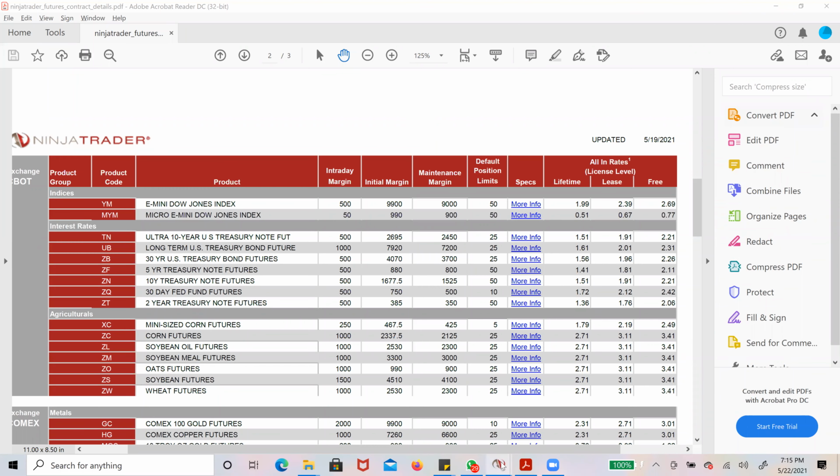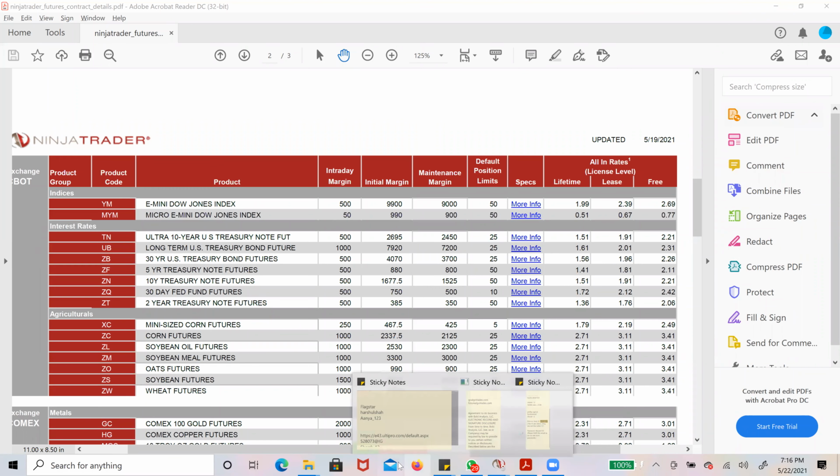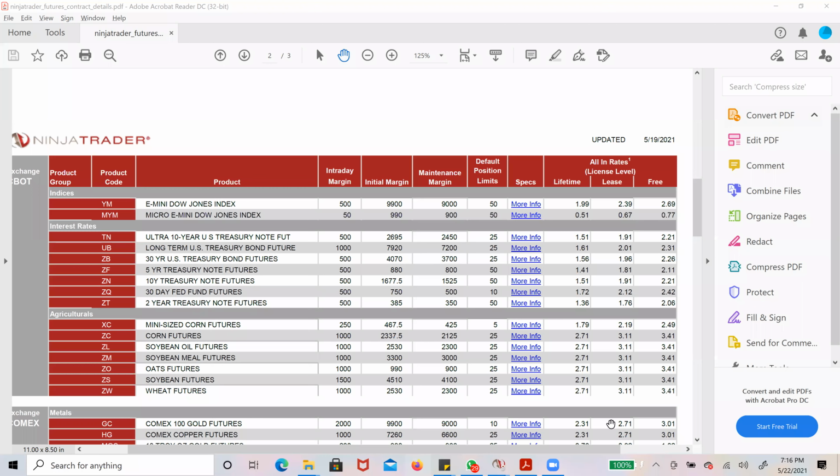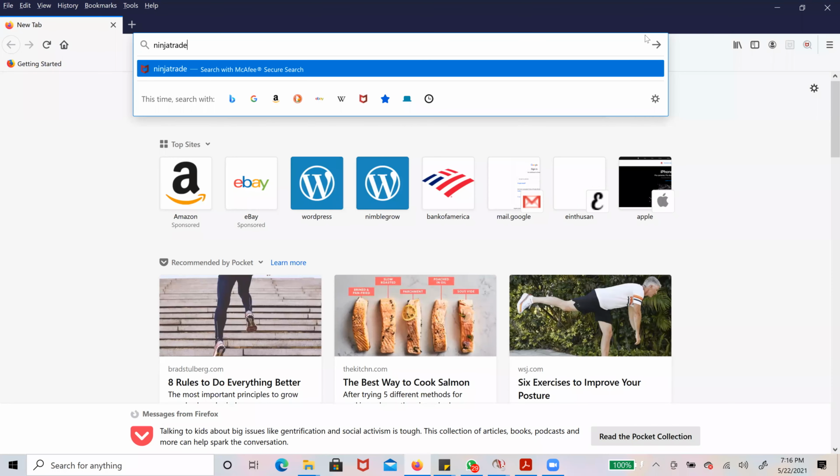Okay. Now, going back to the website, how can you buy it? It's simple. Go to ninjatrader.com. For the US perspective, I can show you what you need from the website perspective. Ninja Trader.